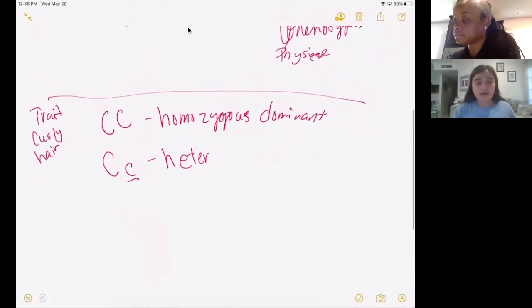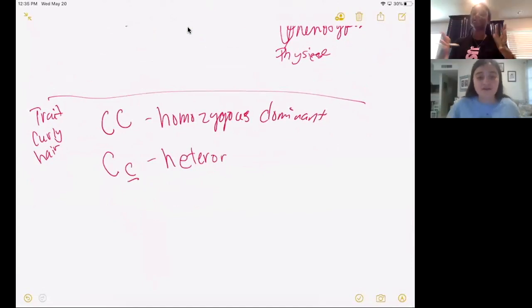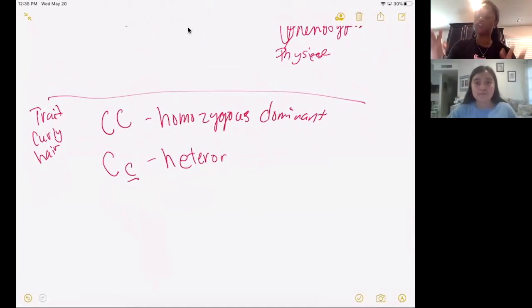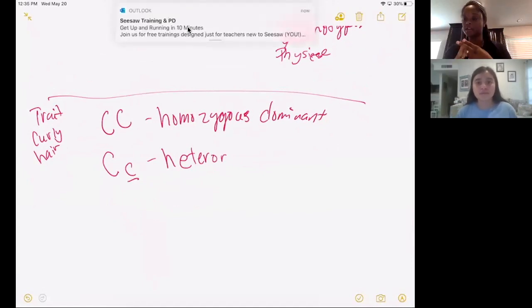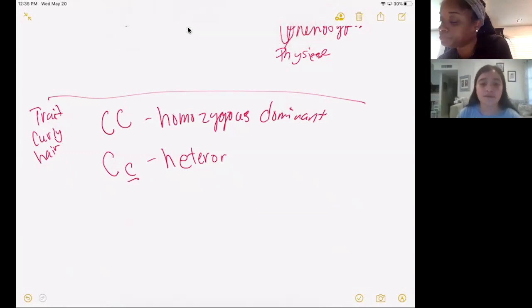So when it's uppercase and lowercase, it's heterozygous. Hetero means different. A lot of things in science have root words. So homo means same, hetero means different. Anytime you have homo, you know it's going to be the same letters. Anytime you have hetero, that means it's going to be different letters.